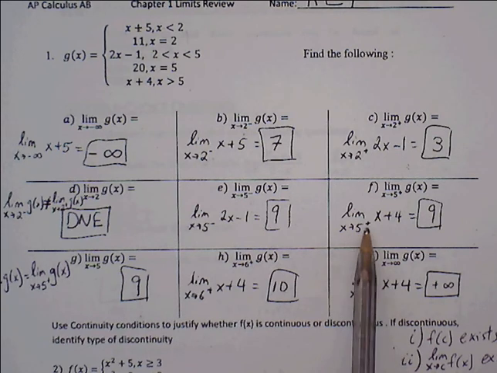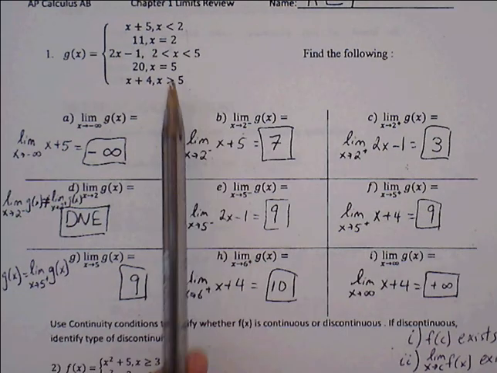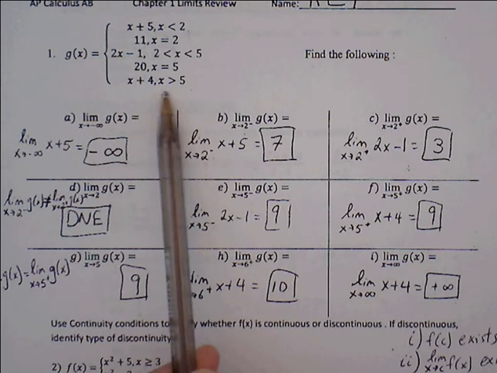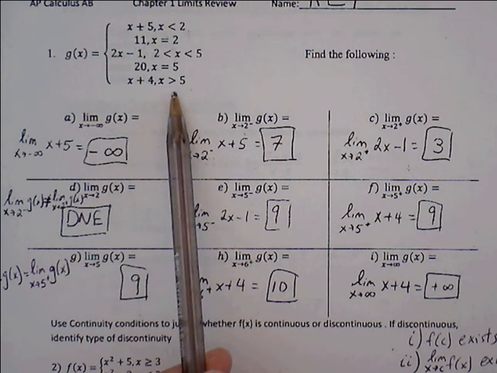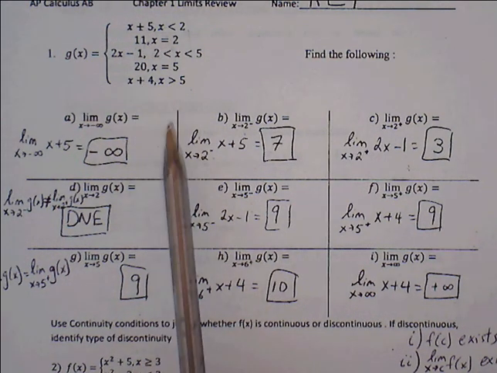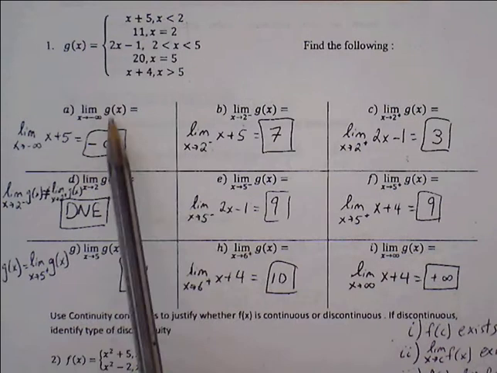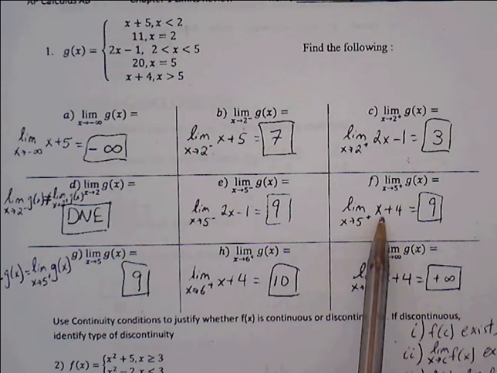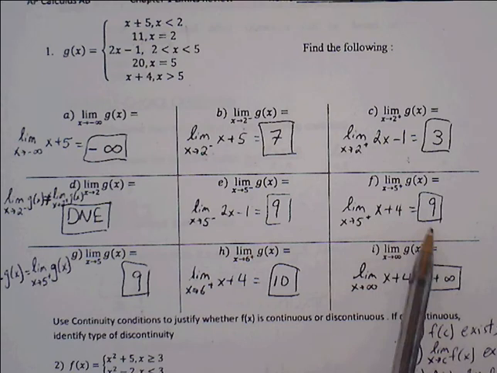Approaching 5 from the right side of 5. So again, we go back to our piecewise. From the right side of 5, it'll fulfill this condition here. So 5.1, 5.001. So we're going to use this last piecewise function. So plug in 5 for x. 5 plus 4 is 9.